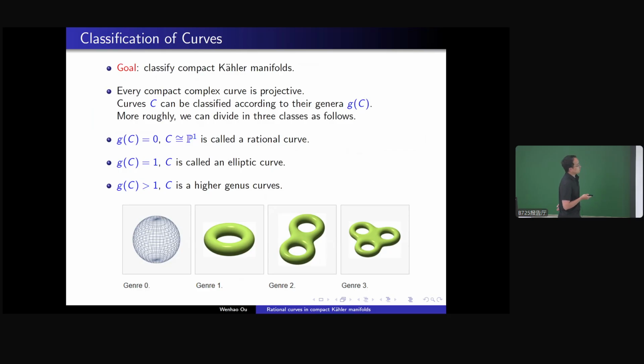Also, from the viewpoint of differential geometry, we can see that this one is positively curved. The curvature is positive. And this one, the curvature is 0, it's flat. And here, the curvatures are negative. So there are still some reasons that we do such a classification. So this is the case of curves.